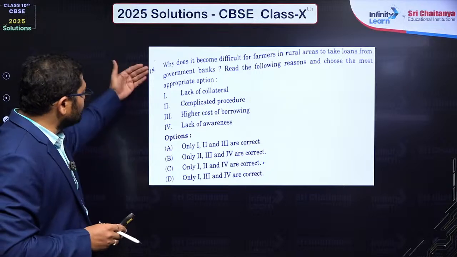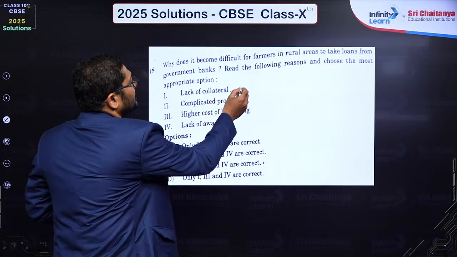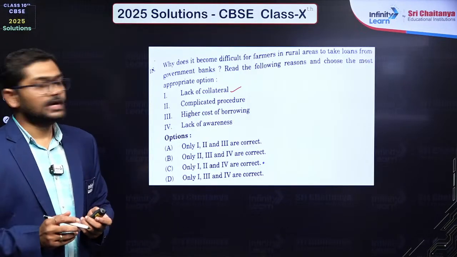So if you see out of these 4, lack of collateral is the major problem that the farmers face in order to avail the credit from the government banks.